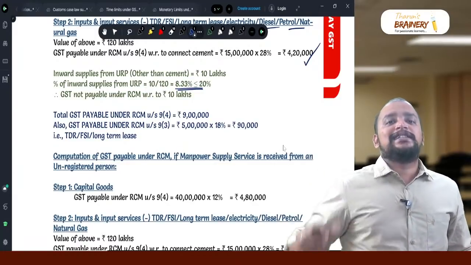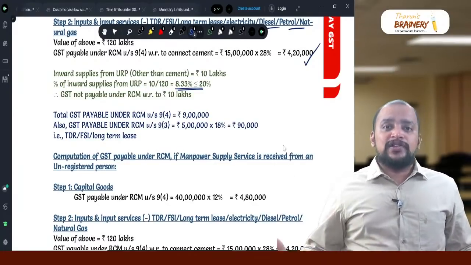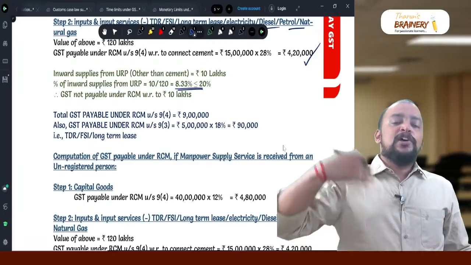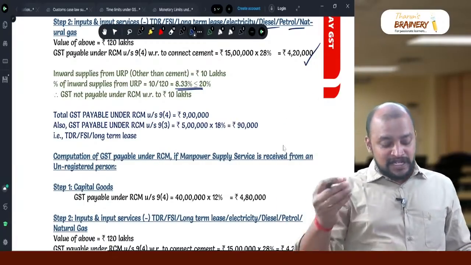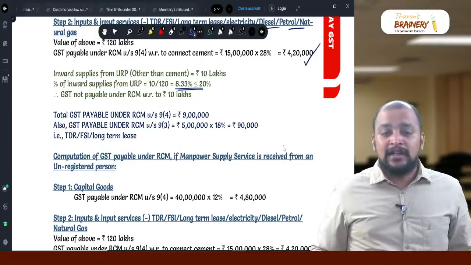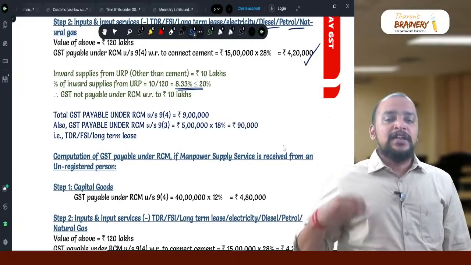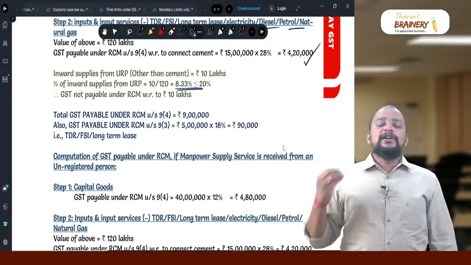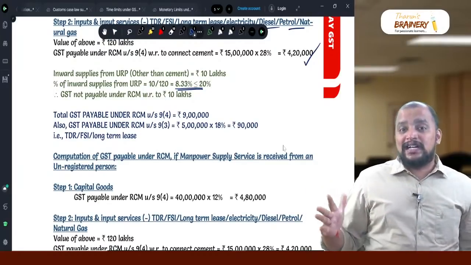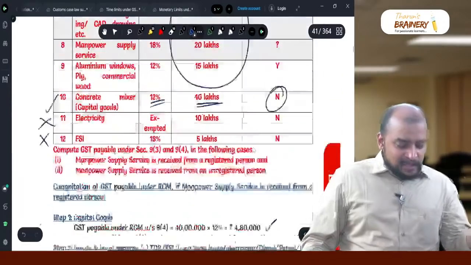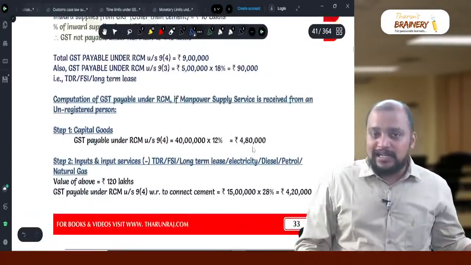Suppose if it goes beyond 20%, what we need to do? Whatever is the excess amount that we purchase from an unregistered person beyond 20%, on that we need to pay GST under RCM. Say for example, it is 25%. So 25% means what is extra? 120 into 5% extra. 120 into 5% is 6 lakhs. On that 6 lakhs we need to pay GST under RCM. So this is an untapped area. This kind of question can be tested in exam.